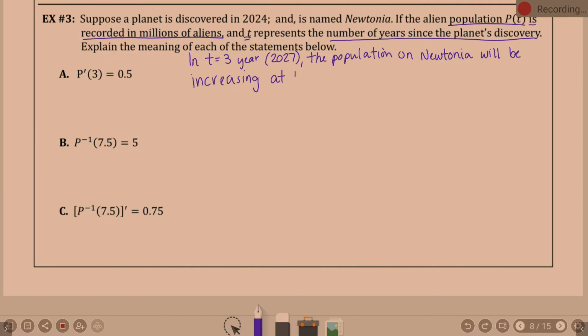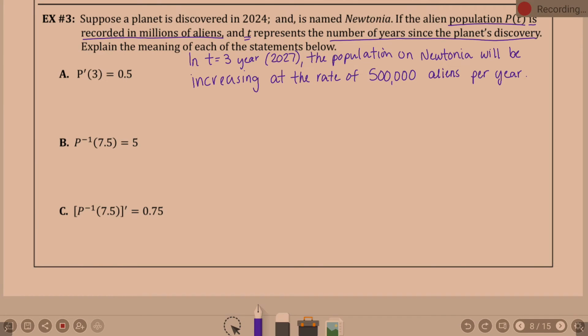at the rate of, and I wrote mine as 500,000 aliens per year. Per year, because it's a rate, we need to talk about how often that rate is happening. Okay, there's some flexibility there. There's some ways you can go right, there's some ways you can go wrong. Okay?